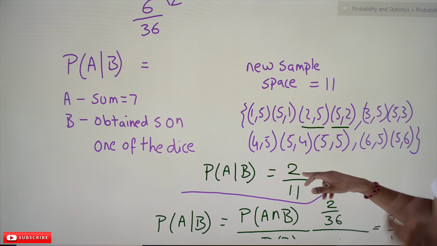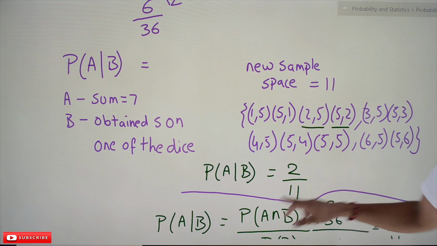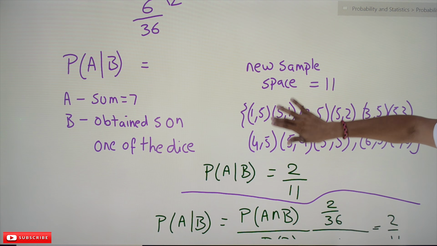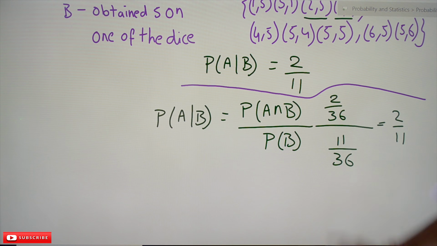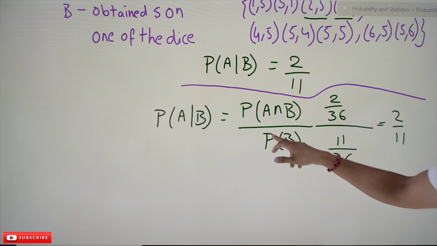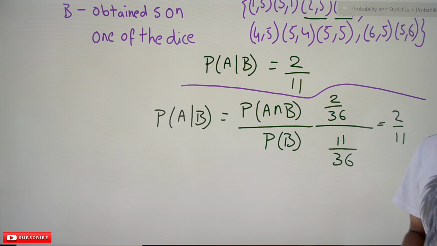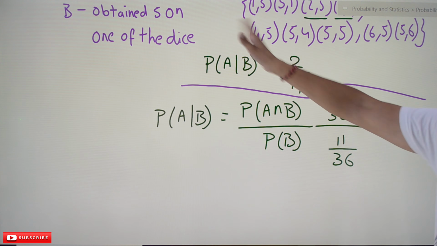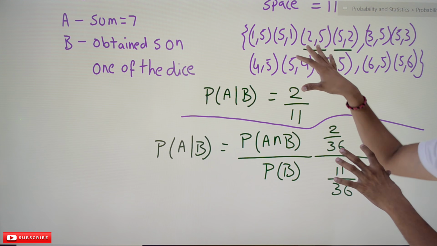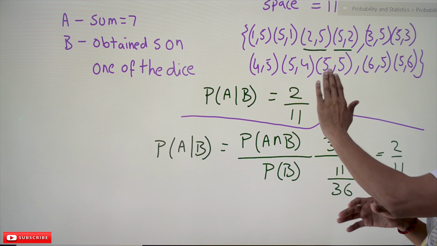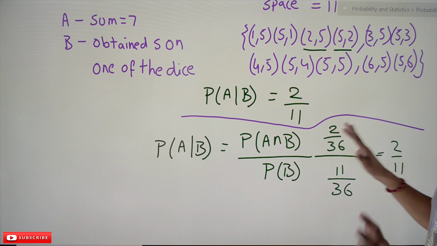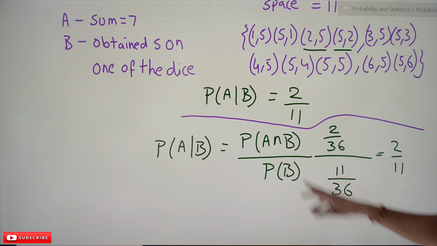Now let's relate how we got 2 by 11 with the equation. Now we understand the concept of conditional probability, and we will relate this value with our equation. Probability of A given B is probability of A intersection B divided by probability of B. Forget about the new sample space and all those things. That was for understanding purposes. That is the actual concept, but how do we relate it to the equation?